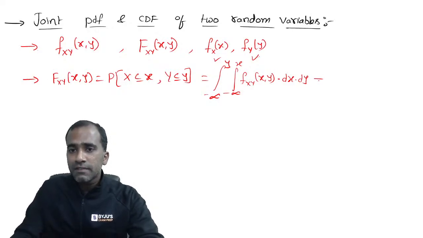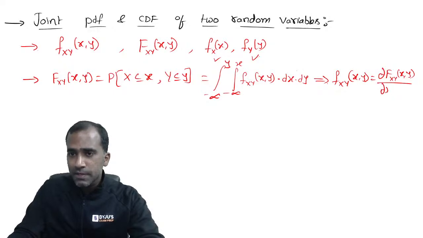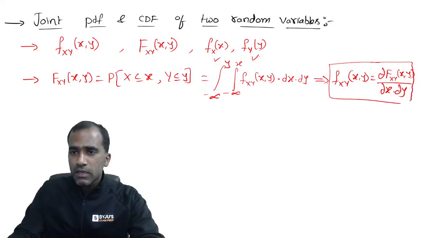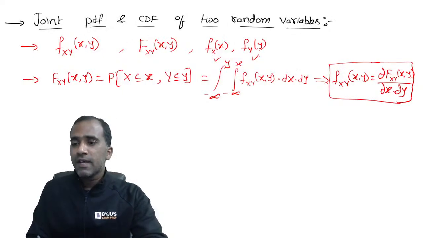Okay, so how about the reverse relation? Double integration of the joint PDF has given us the joint CDF, which means double differentiation of the joint CDF should give us the joint PDF. Partial of capital F_XY of x comma y. Partial means partial differentiation. Once you differentiate partially with respect to x and then with respect to y, the order is not really important. Any order is fine, you will get the same answer. So we got the relation between joint PDF and joint CDF. If you know one, you can find the other.